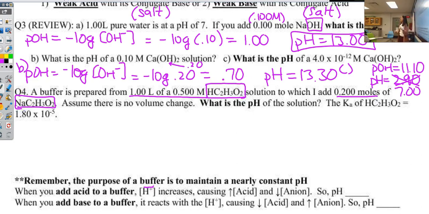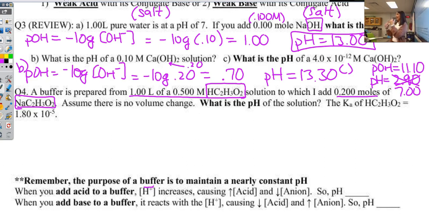Look at this compared to this. People will want to react it. And if you go to react it, what's the problem? There's no reaction because your anion is exactly the same. You have acetate and you have acetate. It's no reaction. So then people get confused and say, I'm so confused, what am I supposed to do? Okay, so we're going to do this 2 ways.